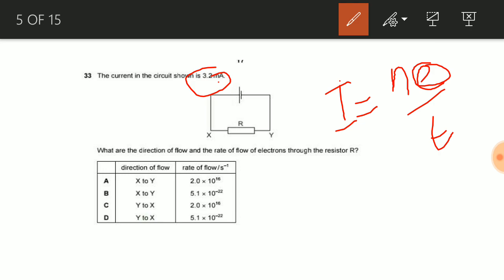Our required answer is N by T. On solving this, I divided by E is our answer. That will give the rate of flow of charge, and that will be 2.0 into 10 to the power 16 per second. That is in option choice A and C. Now if we see the direction of electrons, it will flow from y to x, point y to point x. Because of that, our answer choice C is the correct answer for question number 33, from y to x, and magnitude is 2.0 into 10 to the power 16.